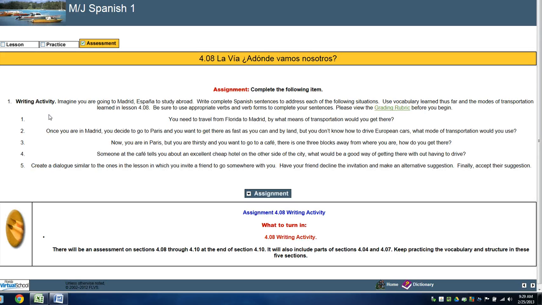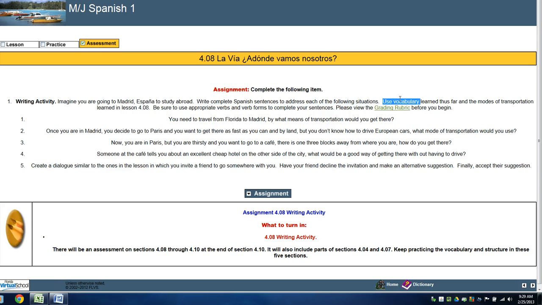Now we're going to look at the actual assessment. This is a writing activity, and it looks a little overwhelming. It looks a little scary, lots of things to write, lots of complete sentences, but just take it step by step. So the scenario is you're going to imagine you're going to Madrid, España, which is Spain, of course, to study abroad. You're going to write complete sentences to address each of the following situations.